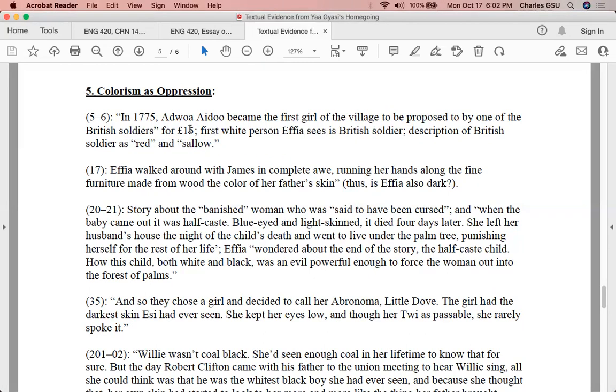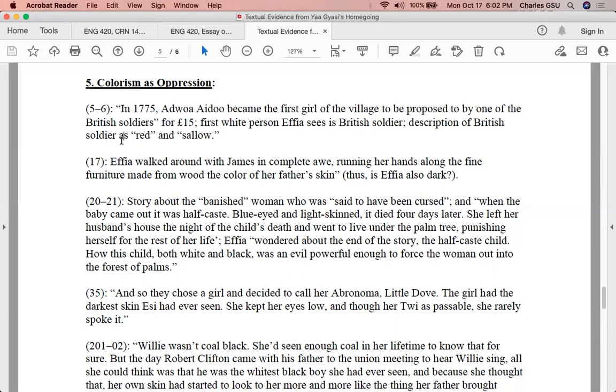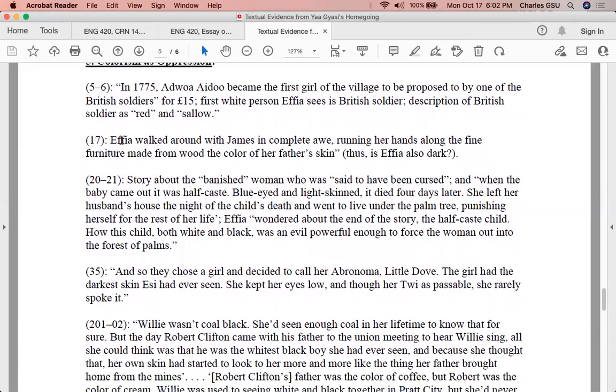Sallow is sort of pale, wan, or almost gray, ashen looking, right? And red could be what we call a ruddy complexion. So there's this recognition early on that there's a skin color difference by Afia and people around her. Afia walked around with James in complete awe, running her hands along the fine furniture made from wood, the color of her father's skin. And I asked, so is Afia also dark?